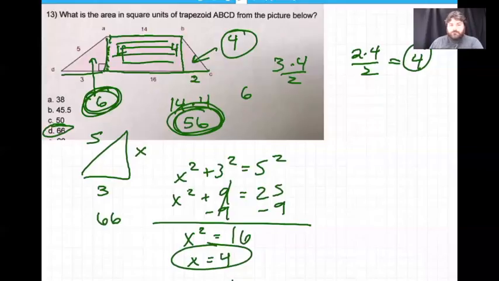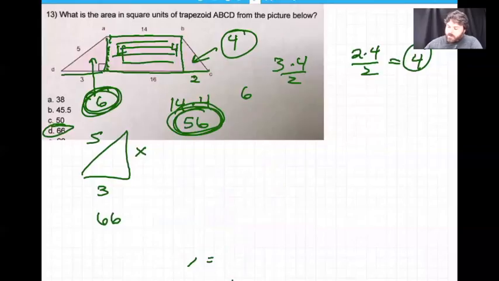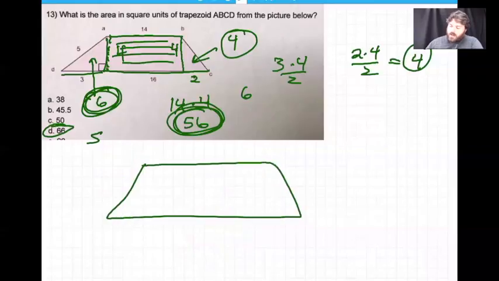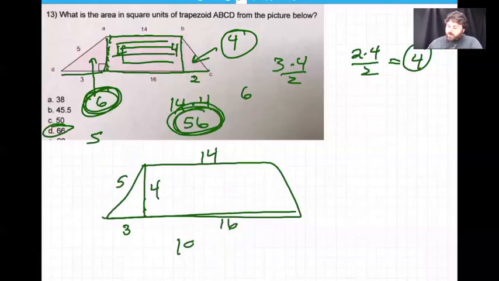All right. Alternately, I really like this other method better. It's a little less work. It's a trapezoid. Now I still have to find this height here, right? I'm still going to use the Pythagorean theorem, 3, 5, and find out this is 4. And this is 14, and this is 3, and this is 16. So the base here is 19 total. So the two bases are 14 and 19.